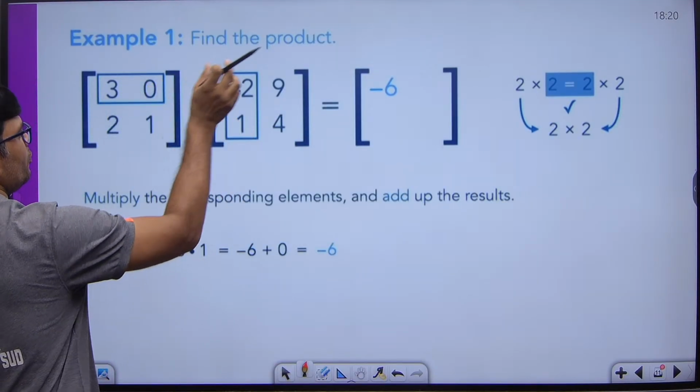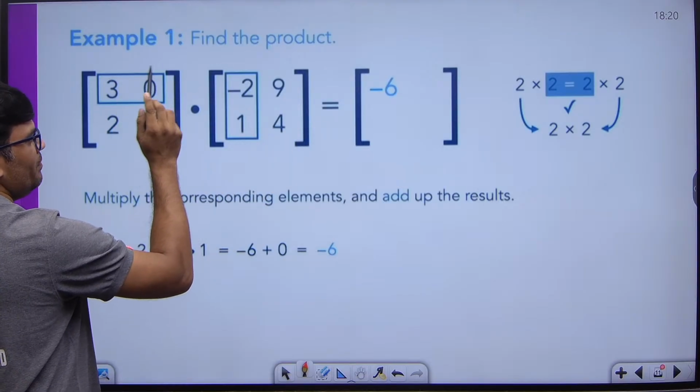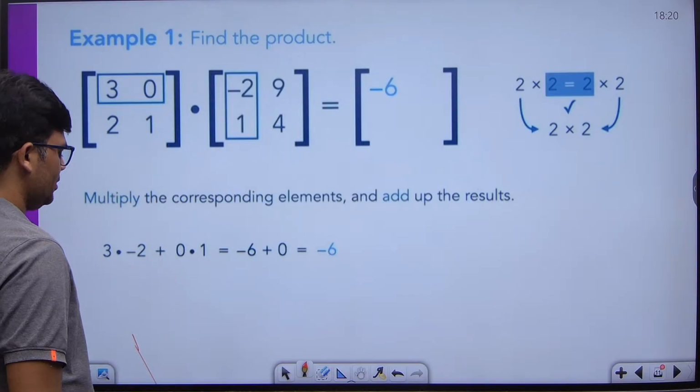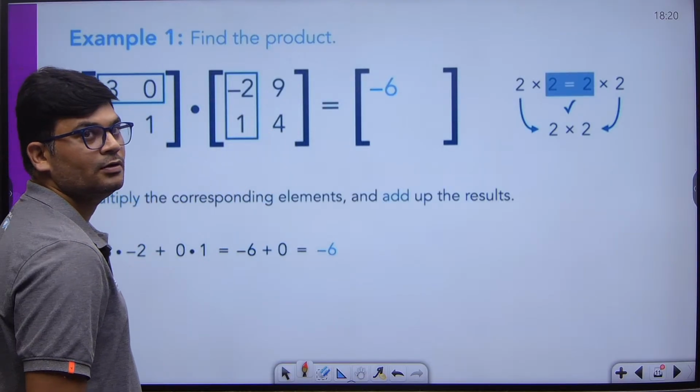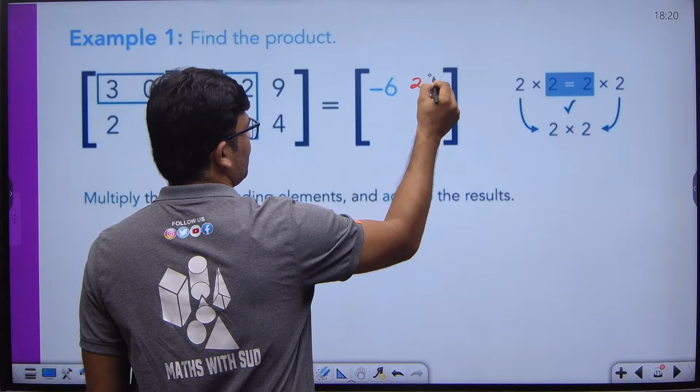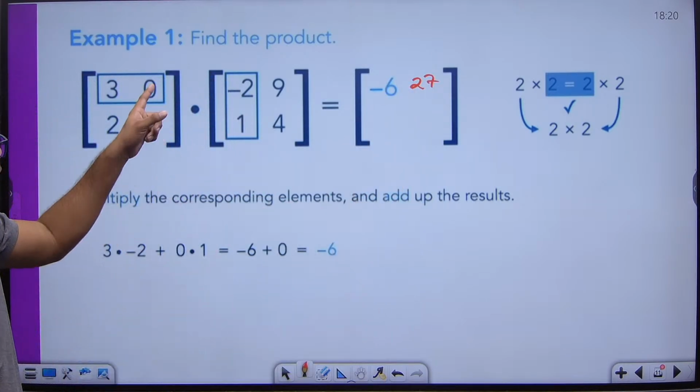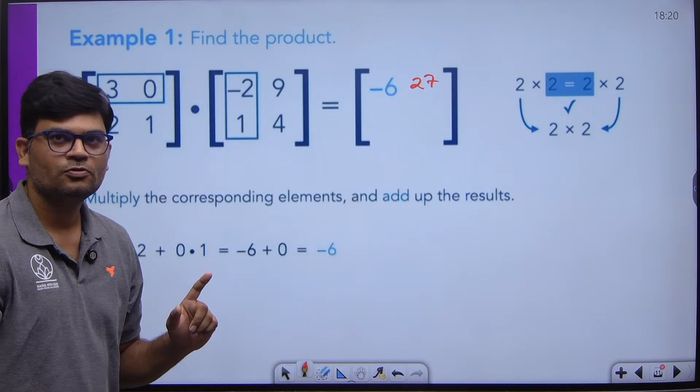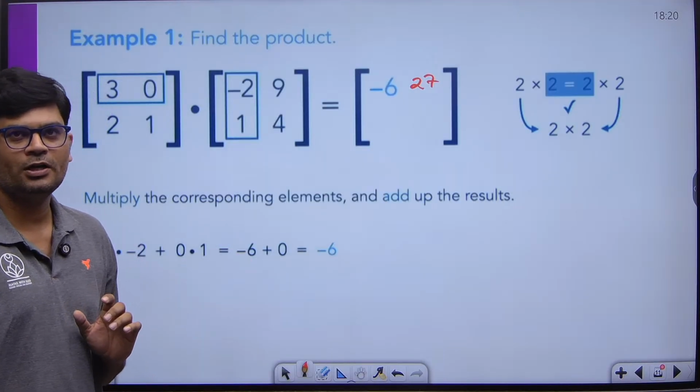Now the first row and the second column. So 3 will be multiplied by 9. How much will you get? 27. And 0 into 4 is how much? 0. So if 0 is added, it will become 27 only.